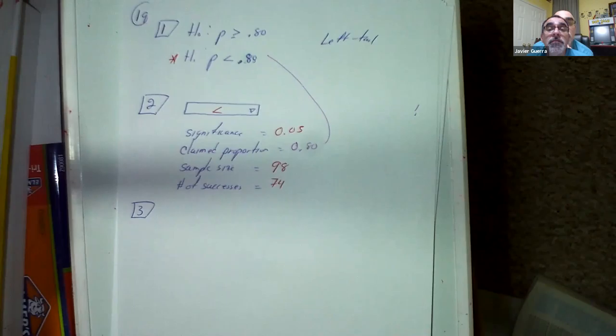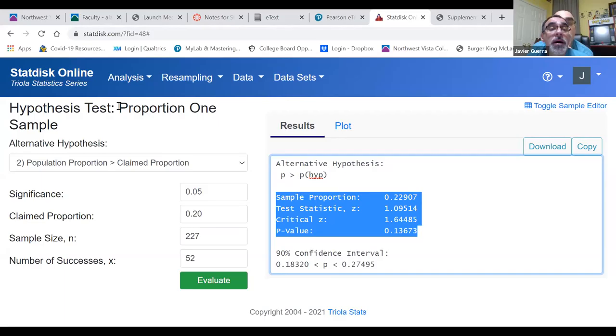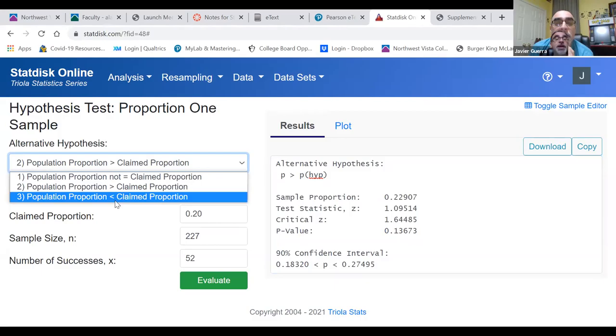Where is it at? Okay, here we go. All right, so there's my hypothesis testing proportion one sample. I need to make sure that I change this to a less than, so it is number 3. All right, there's the less than. I changed it.